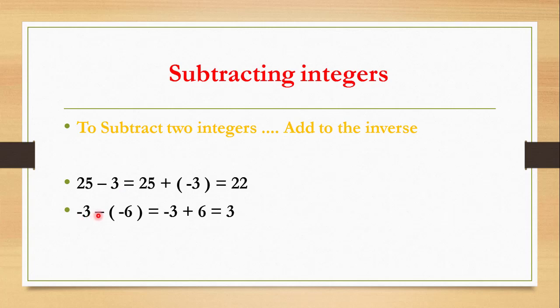Another one, negative 3 minus negative 6. So negative 3 plus, and instead of negative 6, what is the inverse of negative 6? 6. It means negative 3 plus 6. The sign of the greater, 6, and 6 minus 3 equals 3. 140 minus negative 40. Minus will become plus, and negative 40 will become 40. The inverse of negative 40 is 40. Then add 140 plus 40, it means 108.